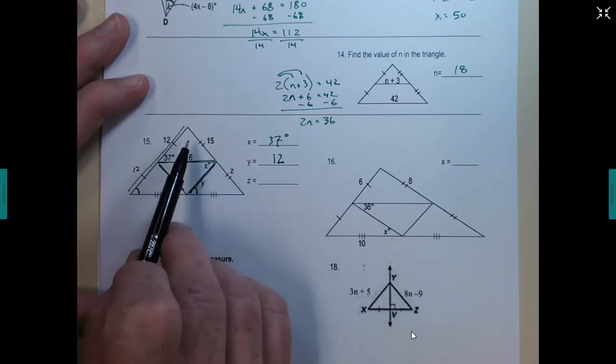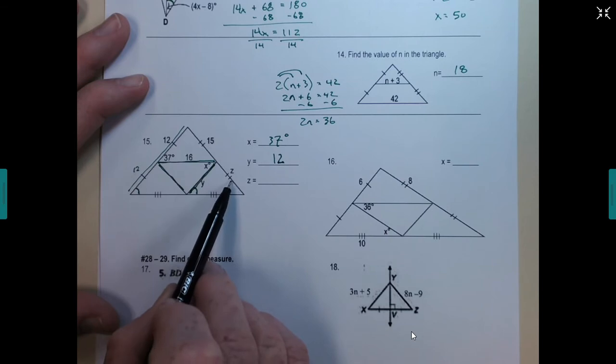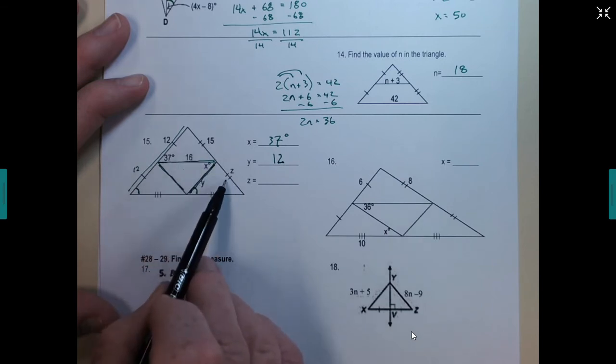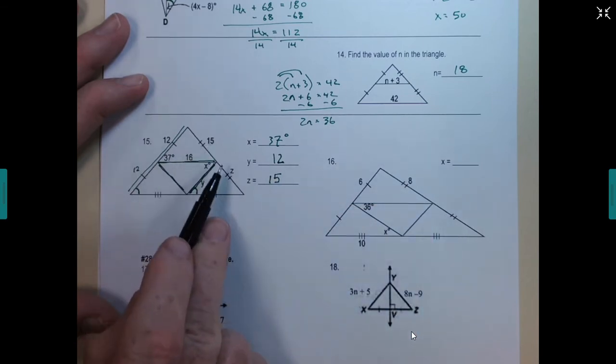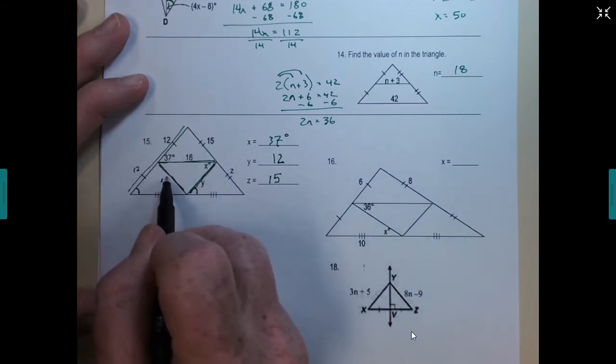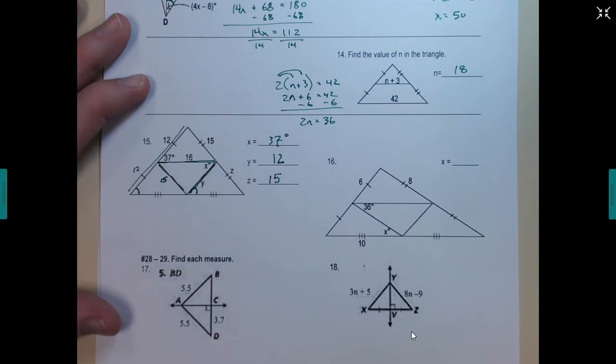And then we play the same game again. This one's a little bit easier. They want to know what z is. Well, the congruence marks tell me z is 15. But again, here's the mid-segment. If I needed to know this, this would also be 15 here, but I don't know.